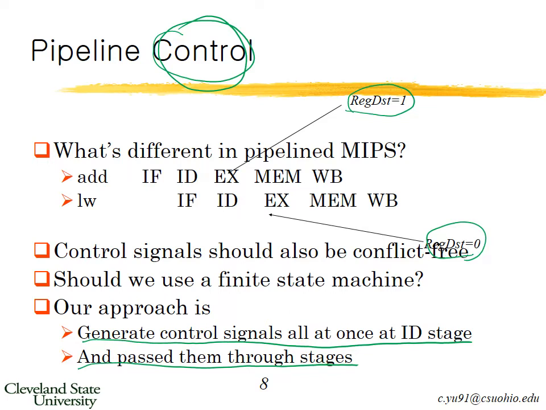So our implementation is that we generate the control signals all at once at the ID stage, and we pass them through stages like all the data we pass through stages.